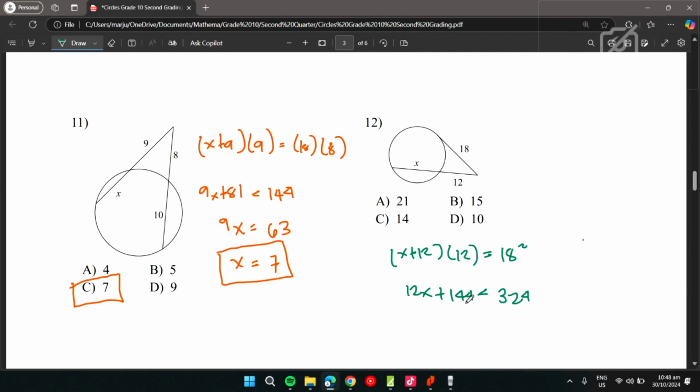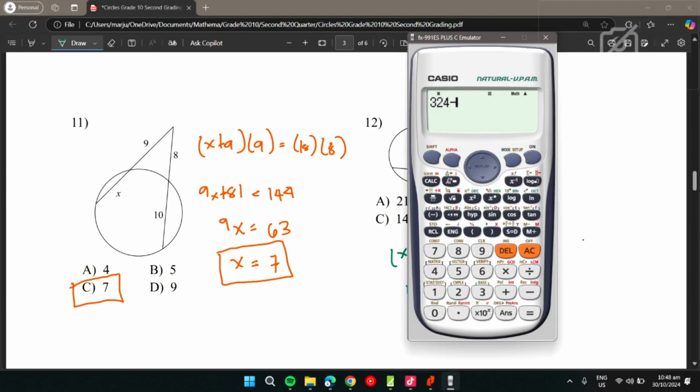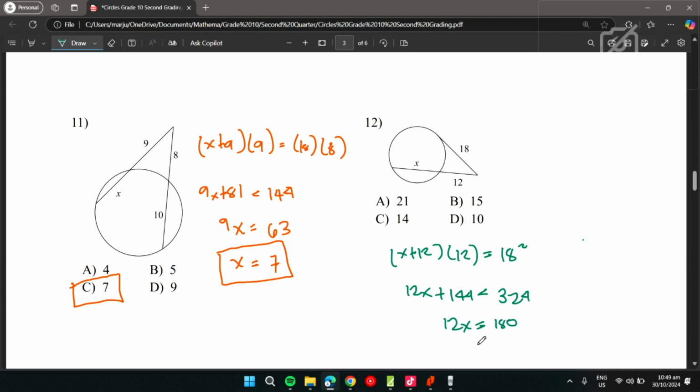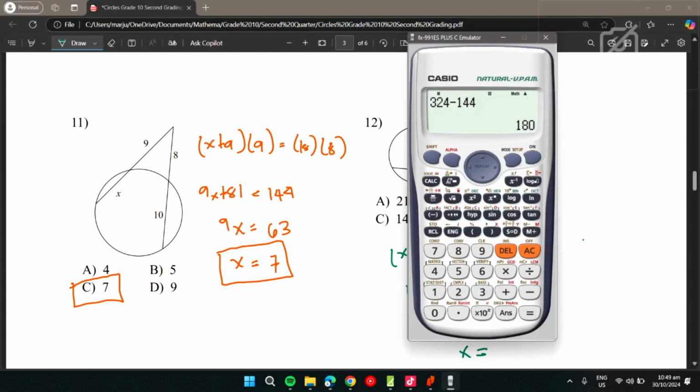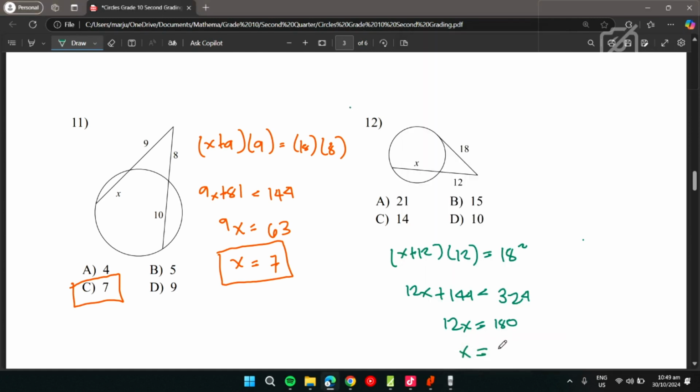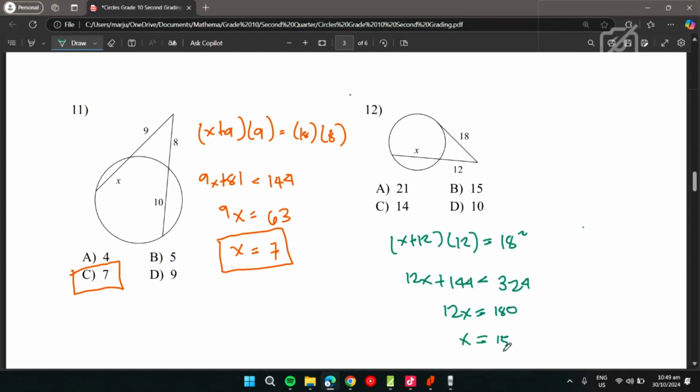And subtract both sides, 144. So we have 12x equals 324 minus 144. That gives you 180. So this is 180. So x now is what? X now is 15, right? Because 180 divided by 12, that is 15. So x is 15. So what letter is that? This is actually letter B. Alright? That's letter B. I hope klaro yan so far, no?